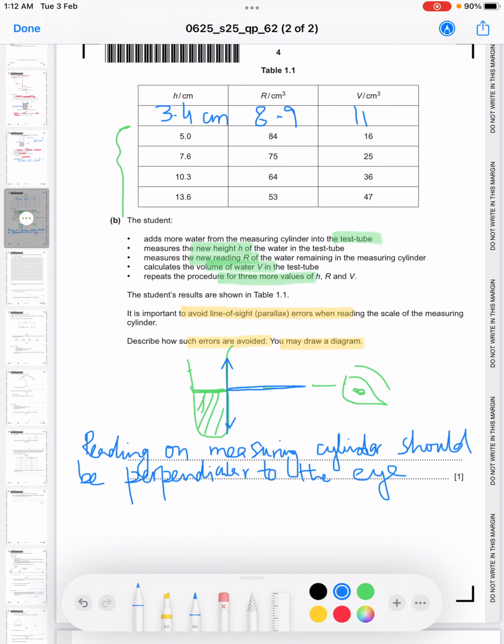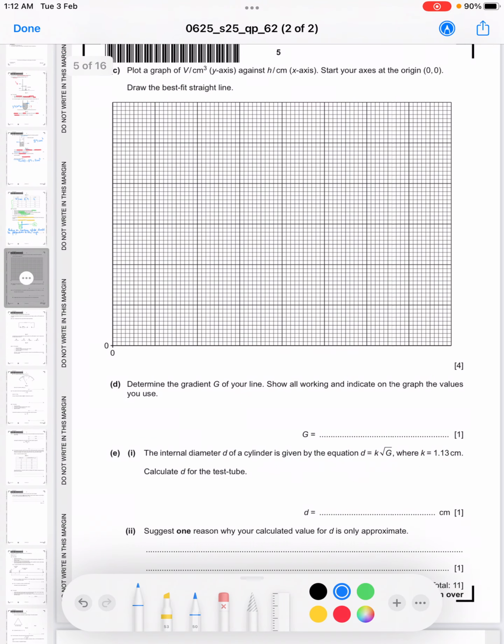Okay, now move to the next part. Plot a graph with V on the y-axis and h on the x-axis. Start your axes at the origin. This is very important, the origin. And draw the best fit straight line.